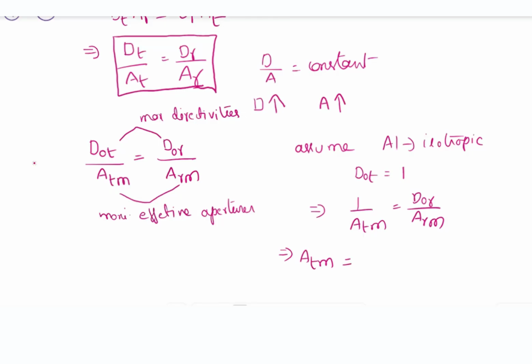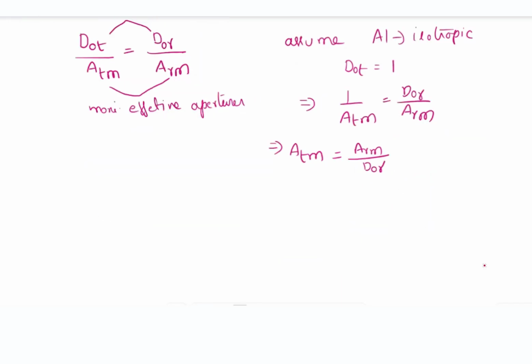So totally ATM is ARM by DOR. What is its meaning? It is the maximum effective aperture of the isotropic radiator or isotropic antenna. We considered A1 as isotropic. Therefore, the maximum effective aperture of the isotropic radiator is the maximum effective aperture of some other antenna divided by its directivity. So, what is the meaning here?